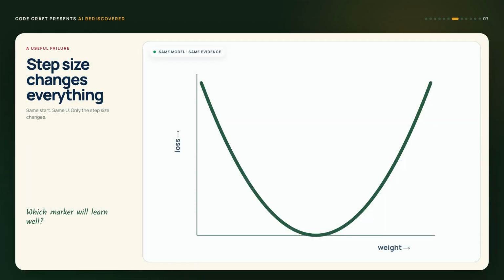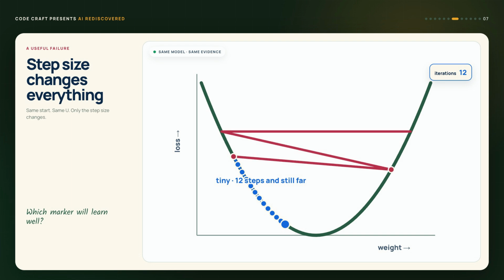The direction can be correct, while the step size is still wrong. All three markers start at the same place on the same full U-shaped curve. First, use a tiny learning rate. The marker improves, but only through many closely packed steps. The iteration counter races while the marker barely travels. Tiny works, but it is painfully slow.